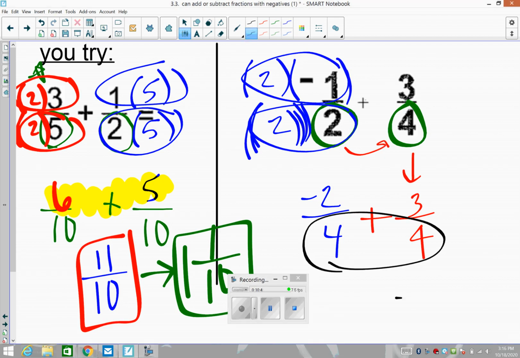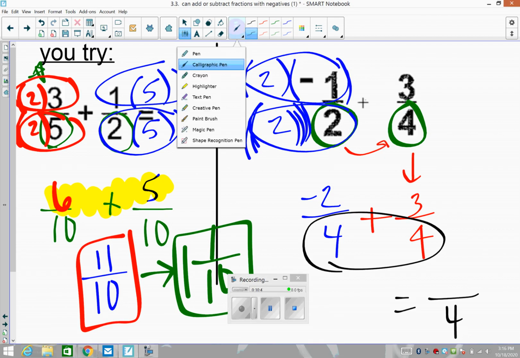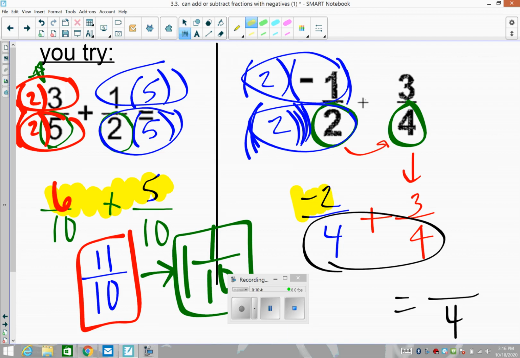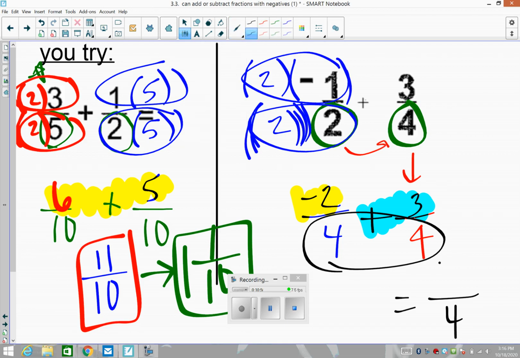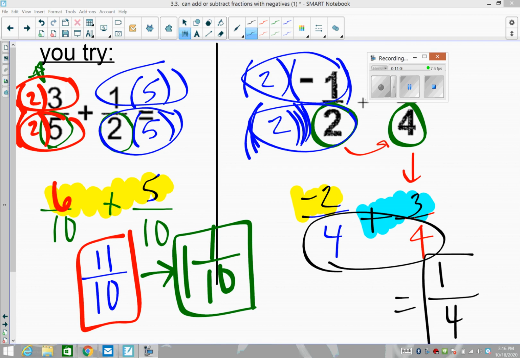So there it is. It's 4. What about the numerators? Well, we're just going to tug of war that. Negative 2. 2 kids on team negative. I misspoke. 3 kids on team positive. Who's stronger? Positive. How many extra kids? 1. And 1/4 is in lowest terms. So that is, I can add and subtract fractions with negatives. The key is that you just get that common denominator, and then you tug of war from there. Have a glorious night.